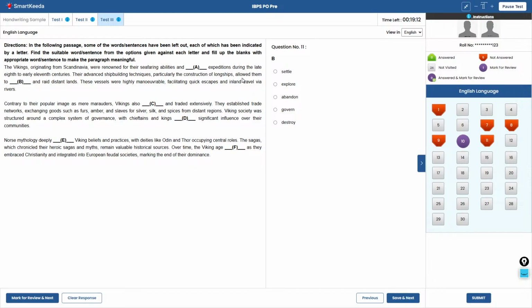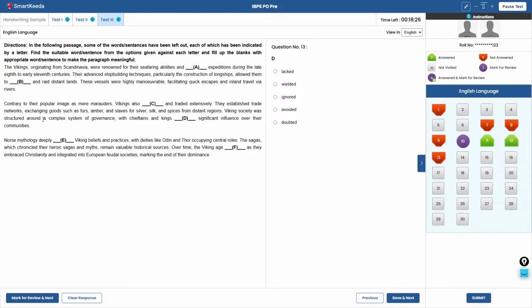Longship allowed them to dash and raid distant lands. Construction of longship, so explore and raid. Contrary to their popular image as marauders, Vikings also dash traded extensively, also dash and traded, also farmed. So for trading, they have to farm, right? Traveled can also be the correct one, but okay.